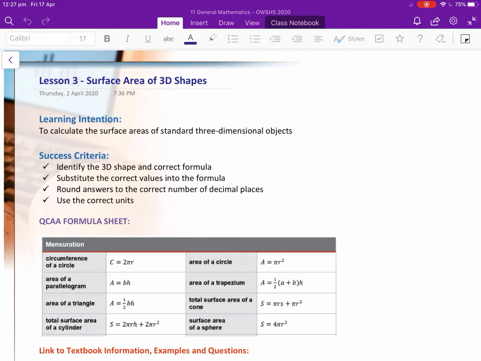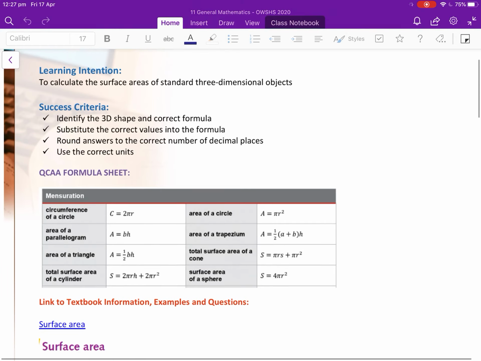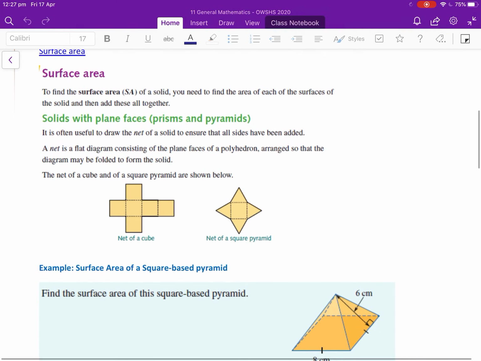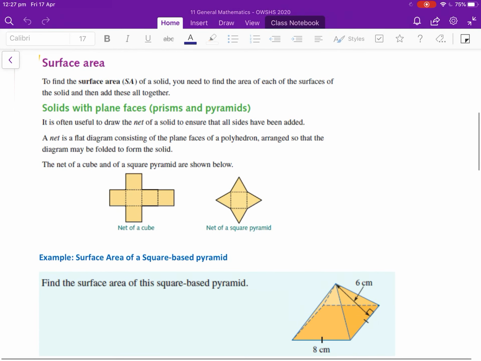The learning intention is to calculate the surface area of standard three-dimensional objects. We have a few formulas that are given to us by the QCAA that are stated there. And if we talk about the idea of what surface area is, surface area is essentially the total area that covers all the surfaces of a three-dimensional object or solid.